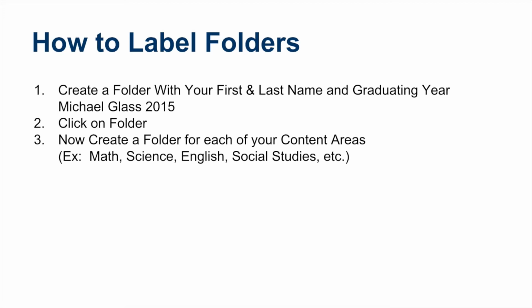So we're going to create a folder with your first and last name and your graduating year. Once we have that folder created, we're going to click on that folder and we're going to create a folder for each of your content areas. Math, science, English, social studies. All your subjects, go ahead and create a folder. Let me show you how.